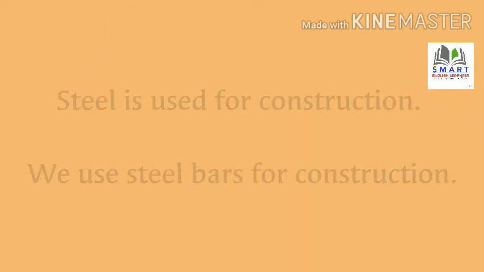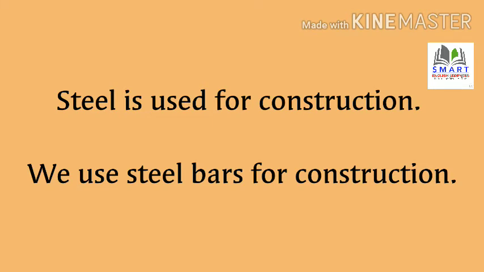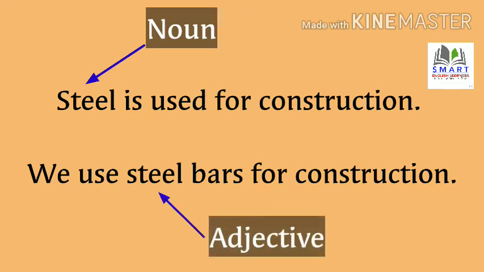Another example, steel is used for construction. Here, steel is a noun. It is a material noun. We use steel bars for construction. In this sentence, steel is not a noun. It functions as an adjective. Steel bars. Bars is a noun. What bars or what kind of bars? Steel bars. That is why steel is an adjective. So be careful about it.